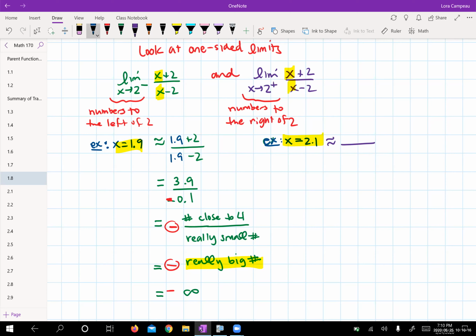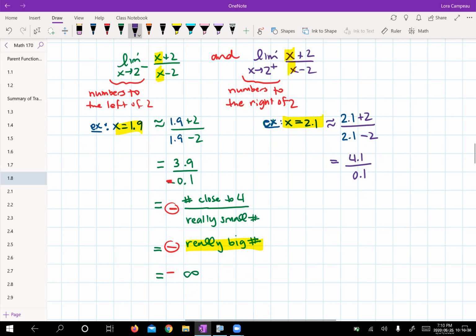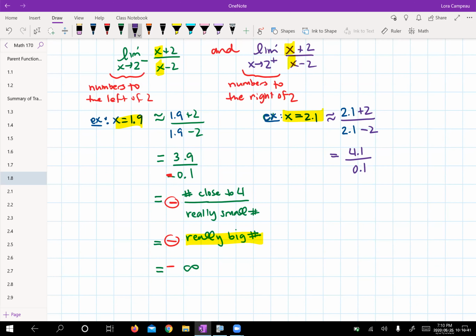If we play with this, we have 2.1 plus 2 over 2.1 minus 2. And if we do a little bit of the calculation there, we should have about 4.1 over 0.1. And with the same sort of argument, if we look at what 4 really means, first of all, positive divided by positive is positive. We're going to get a number close to 4, 4.1.